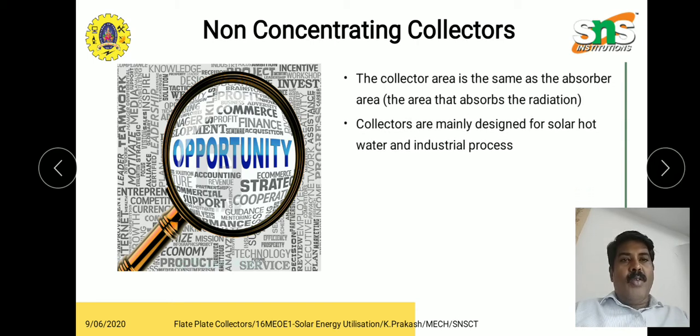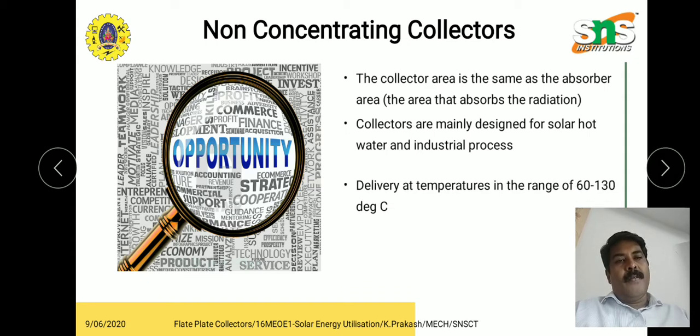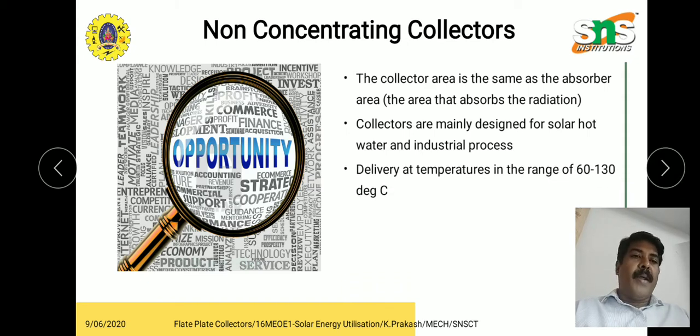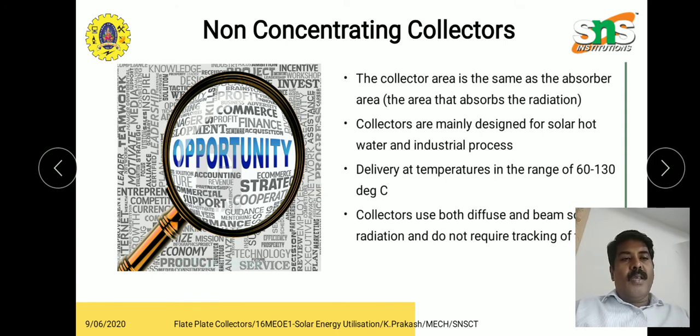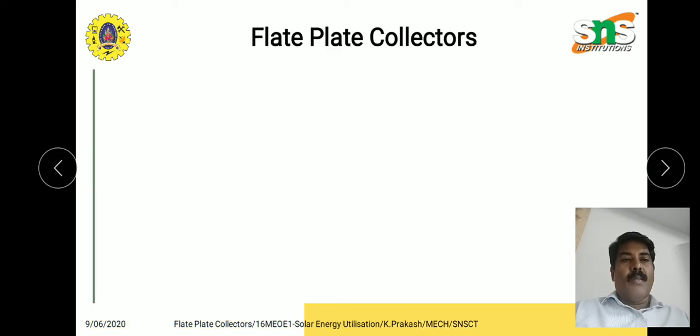Non-concentrating collectors are mainly used for solar hot water and industrial process purposes. The delivery temperature is in the range of 60 degrees Celsius to 130 degrees Celsius. These collectors use both diffuse and beam radiation, and there is no tracking system available.